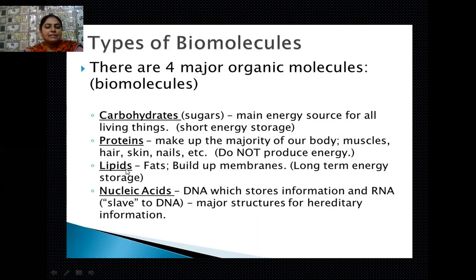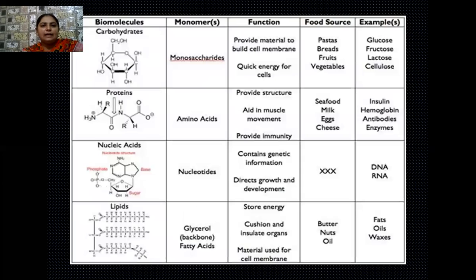And then we have lipids. So here we have fats. These are important components of our cell membranes. They build up the cell membranes. They are used for long-term energy storage. Then in the last, we have nucleic acids. So DNA, which stores information, and RNA are the major structures for hereditary information. So it is said that all the characters that are there in the living body are because of these hereditary materials, which may be DNA or RNA.